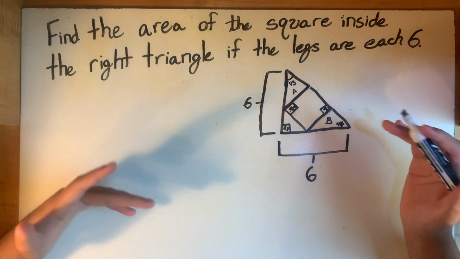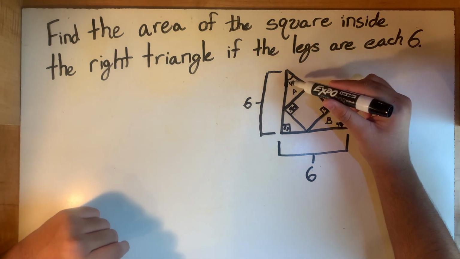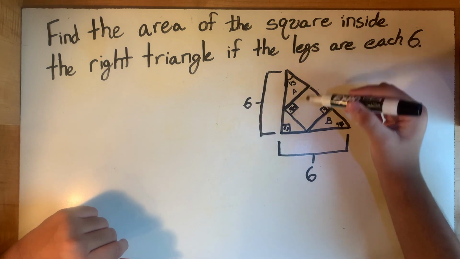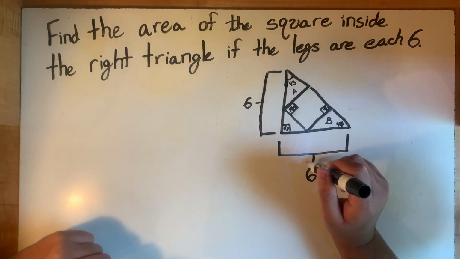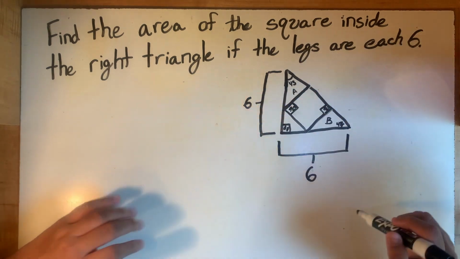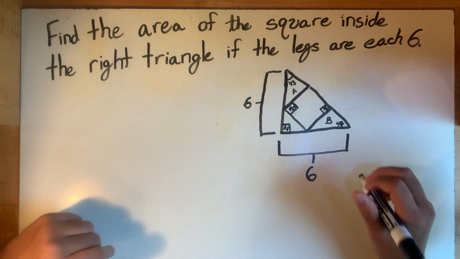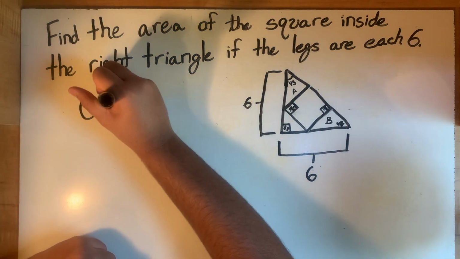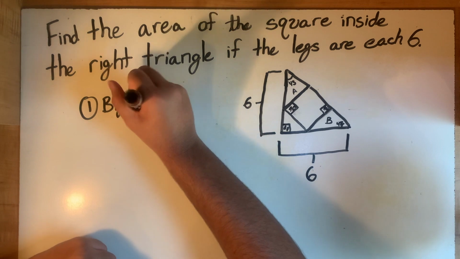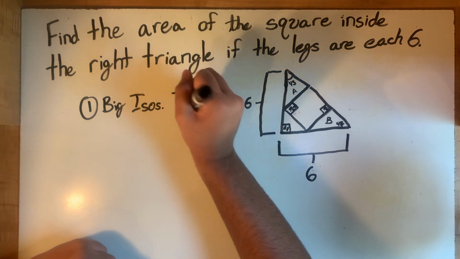First, what are we given? We know this has a 45-degree angle, a 90-degree angle, and a 45-degree angle. These two lengths are the same, which means that this big main triangle is isosceles. So step 1, we found that it's a big isosceles triangle.